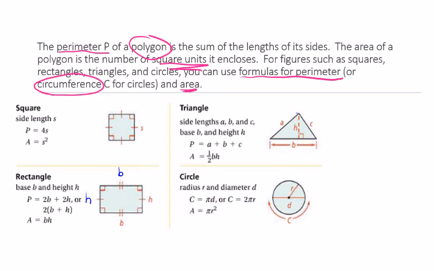And then, of course, the formula for area of a circle is pi r squared. So you take the radius, square it, and then multiply by pi. All right, so those are our formulas.